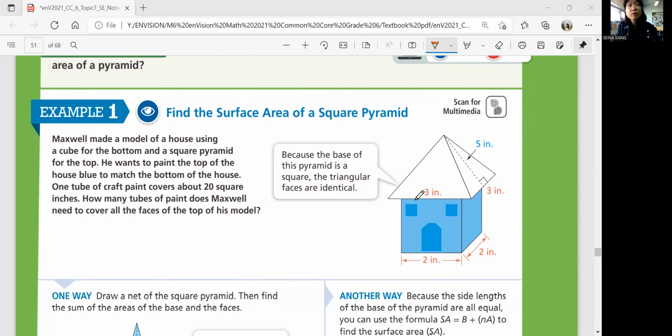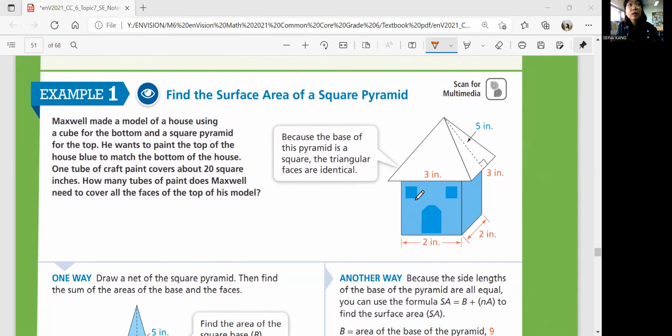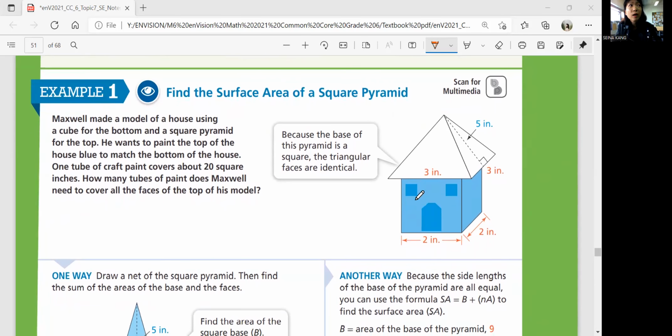Example 1, find the surface area of a square pyramid. Maxwell made a model of a house using a cube for the bottom and a square pyramid for the top. He wants to paint the top of the house blue to match the bottom of the house. He already painted the cube. 1 tube of craft paint covers about 20 square inches. How many tubes of paint does Maxwell need to cover all the faces of the top of this model?